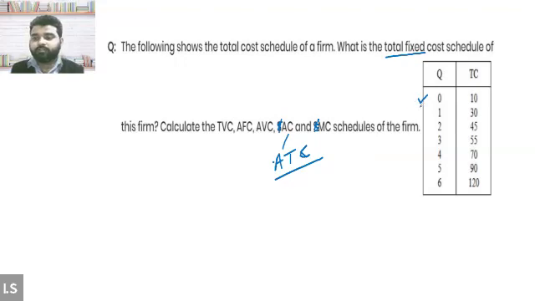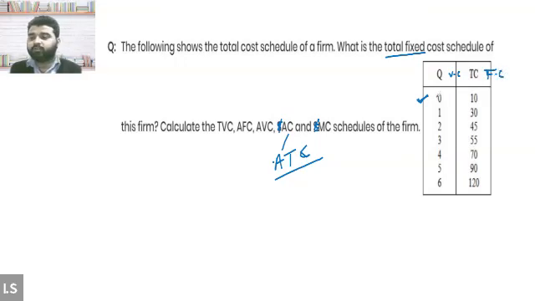Yeah, as you can see, at 0 unit of output, total cost is 10. Now, first of all, tell me at 0 unit of output, what will be the variable cost? 0. And what will be total cost? Sorry, what will be the fixed cost? Fixed cost will be some positive value, obviously.